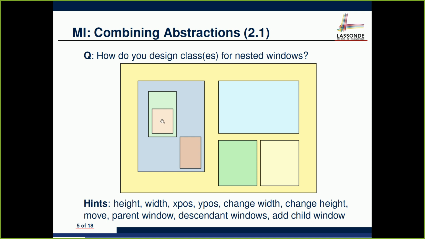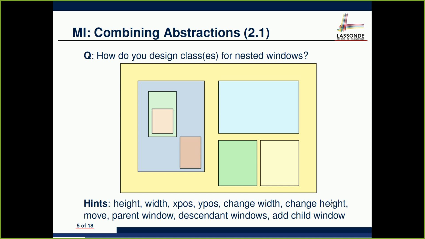And then also we can talk about descendant windows. You can see the yellow one here, the biggest one, contains every other window, including itself, as its descendants. But let's say now we don't really include itself. And also you can add child windows into your window. So these are the properties that you may want to consider when you design your classes.